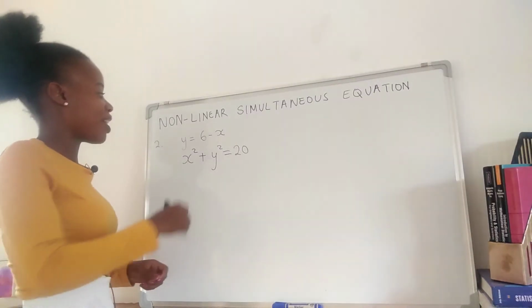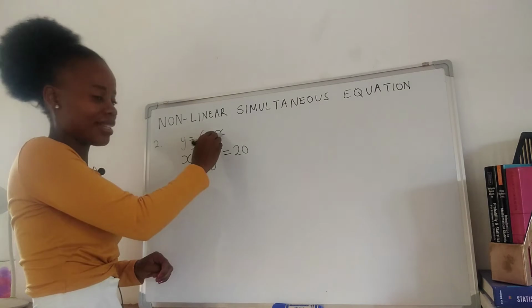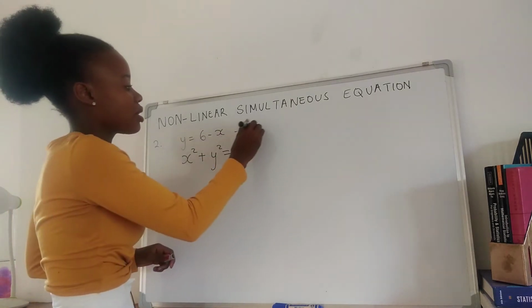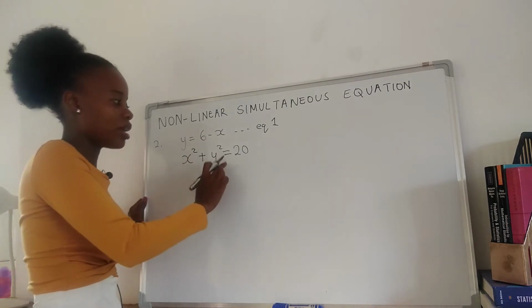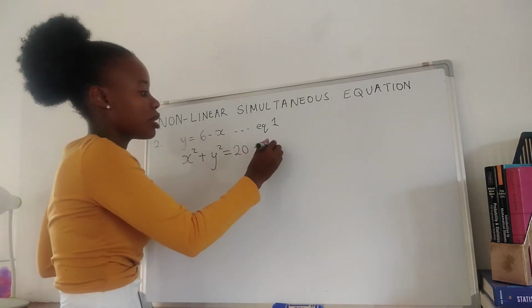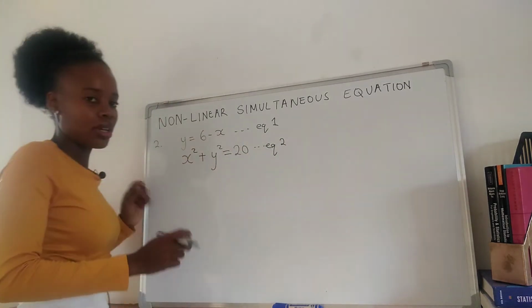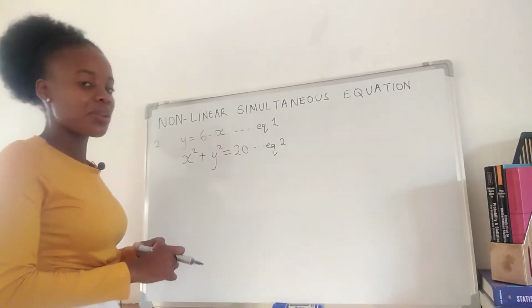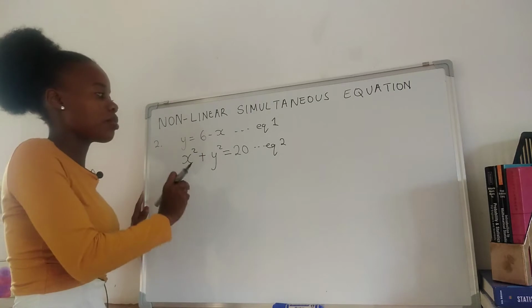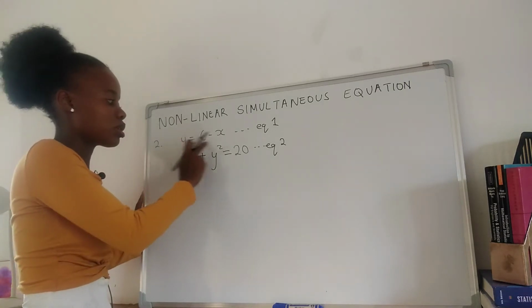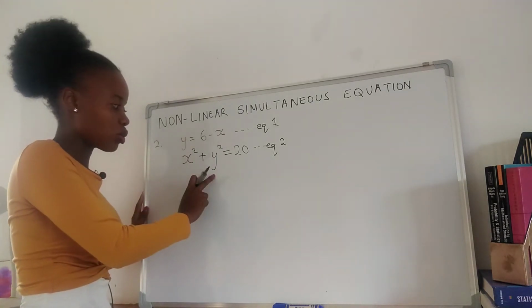Number 2, we have y equals 6 minus x as equation 1, and x squared plus y squared equals 20 as equation 2. We're going to solve for x and y, right? So the first step, we are going to substitute equation 1 into equation 2, right?